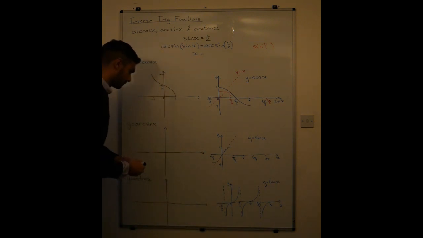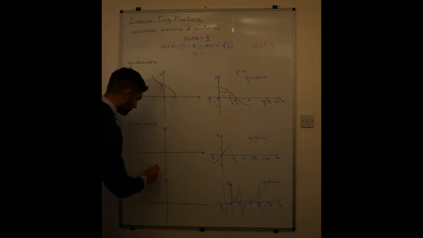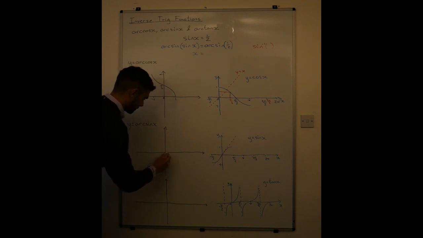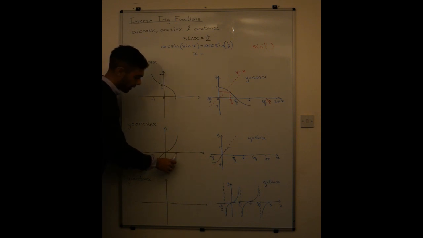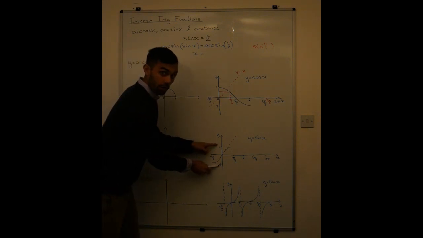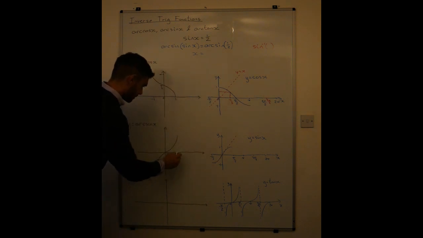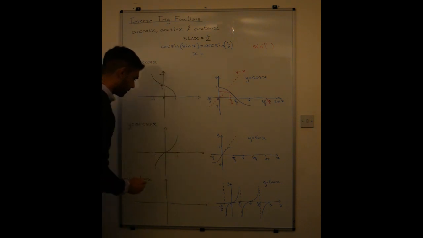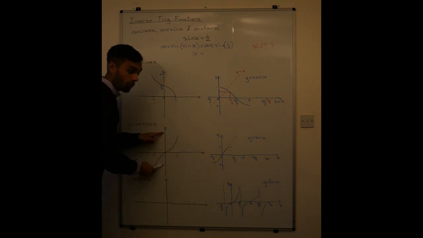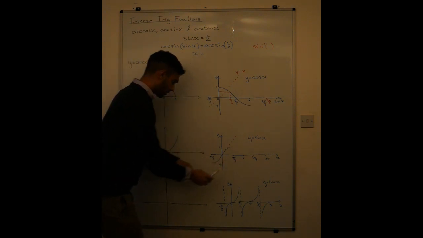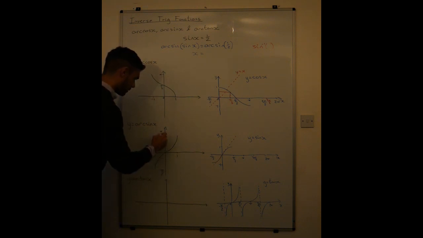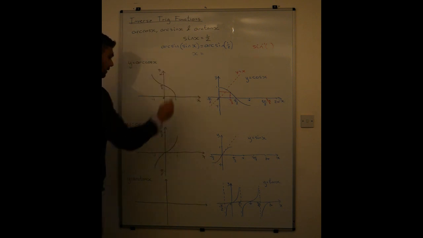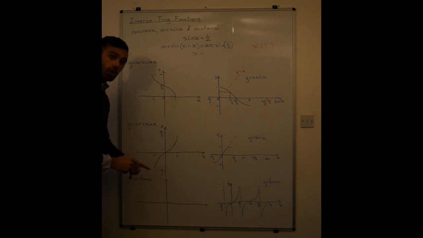Alright. There we go. Okay. The domain of our inverse is going to be the range of the original, 1 to minus 1. And our range here will be the domain of the original, minus pi over 2 to pi over 2. Brilliant. Alright, and finally we've got arctan.